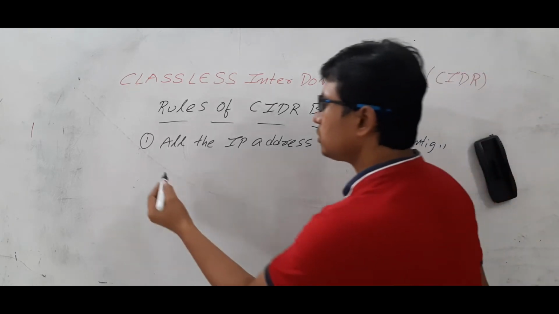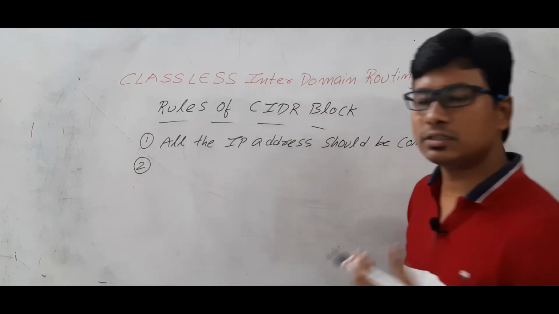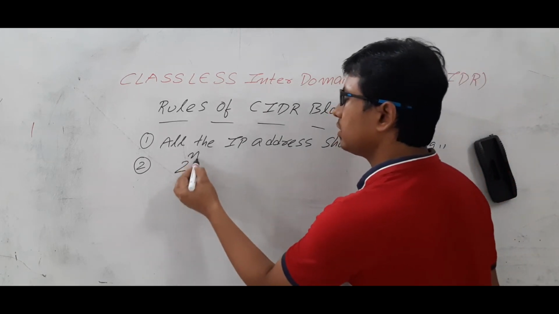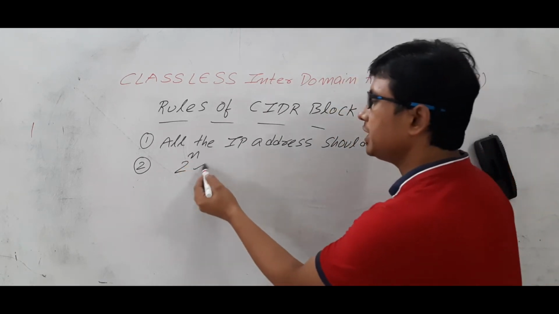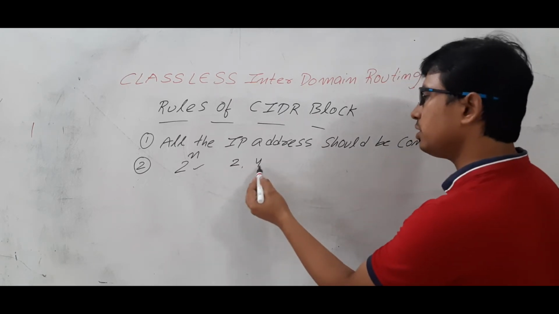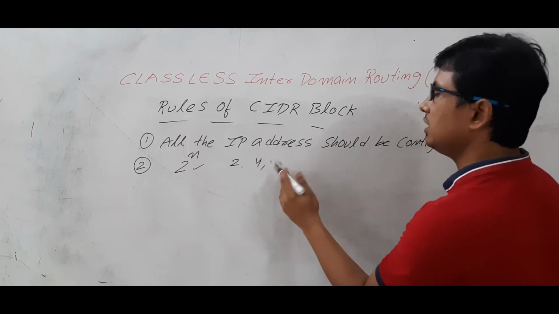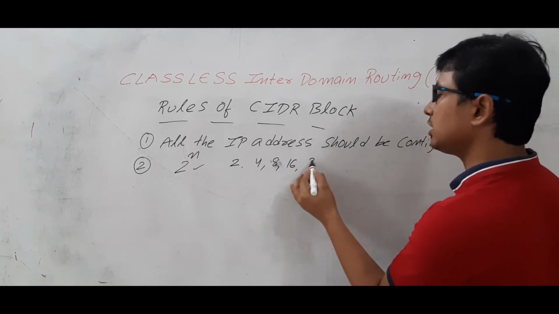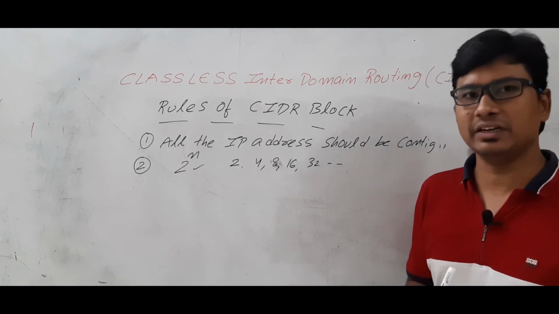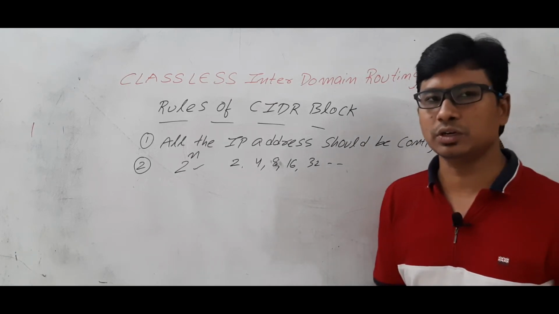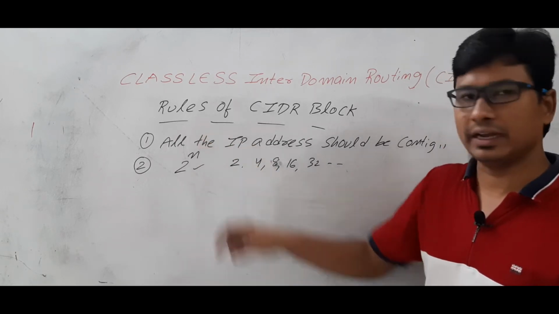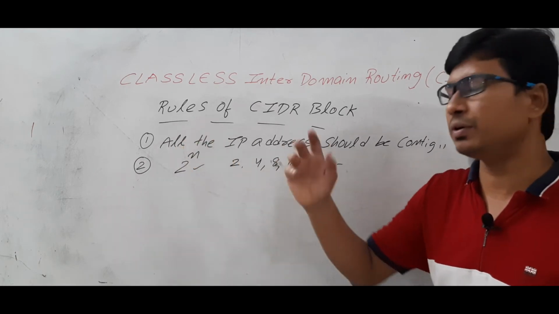Okay. And the next rule is that the number of IP addresses you ask for should be a power of 2, like 2 power n. Meaning you can ask for 2 IP addresses, or 4, 8, 16, 32, and so on. You should not ask for 10 IP addresses or 12 IP addresses. The number of IP addresses you are asking for should be in the form of 2 power n.